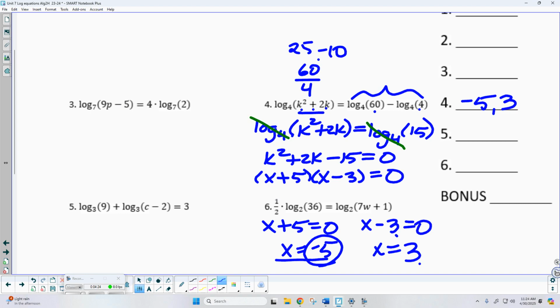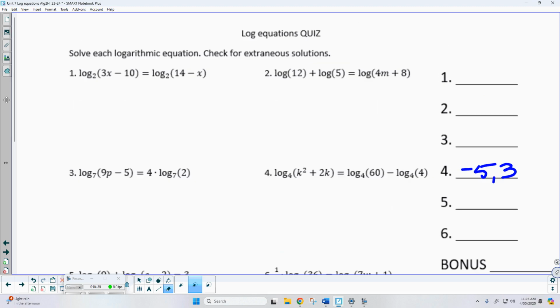And I believe that was the only one on there that had multiple answers. Okay, what else? Let's do number 2. Okay, so same type of problem. Now here, they're separated by addition. So what do I do if that's the case?